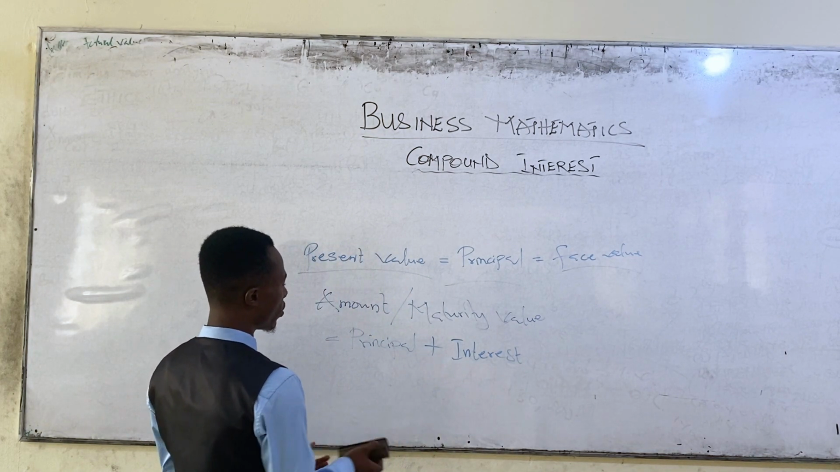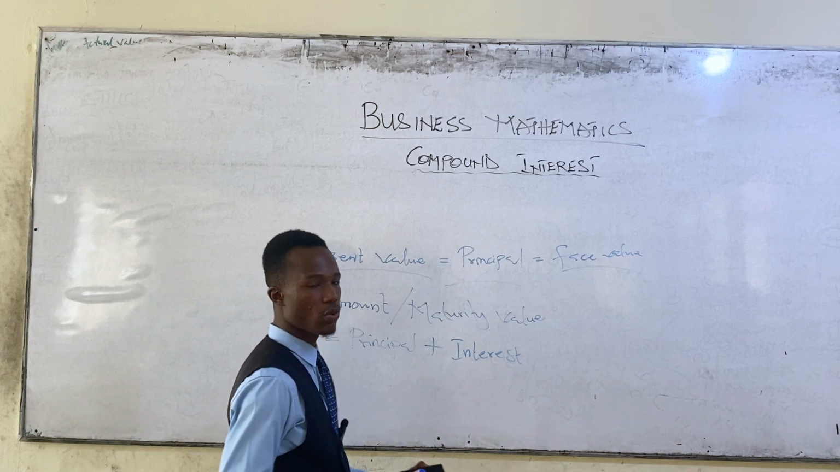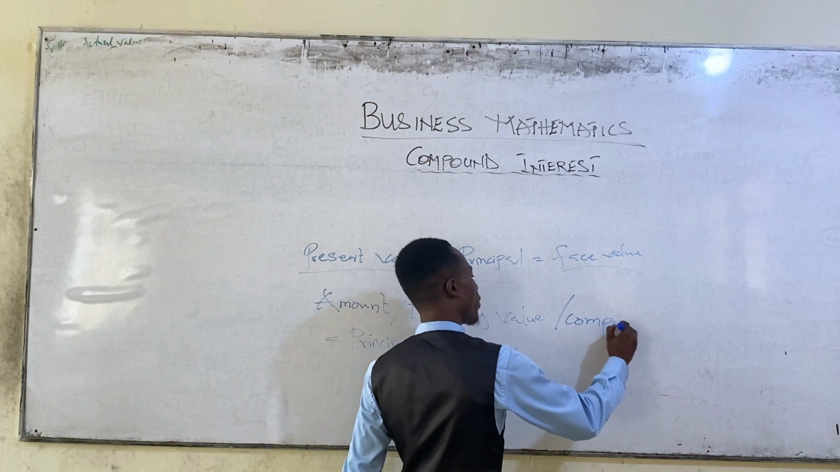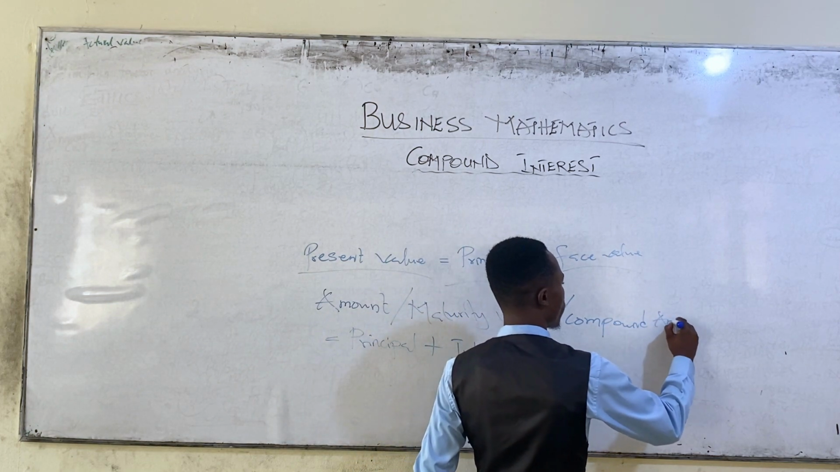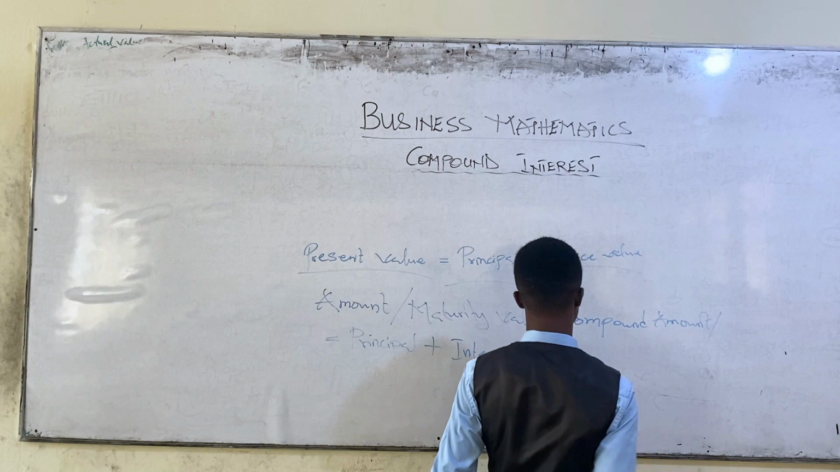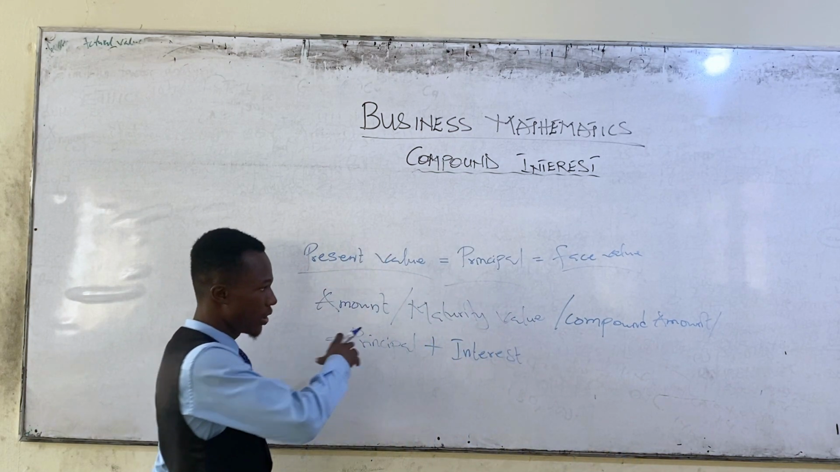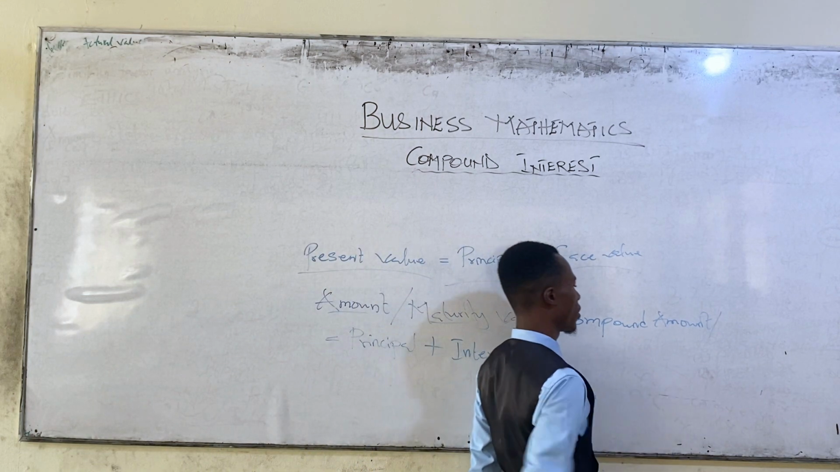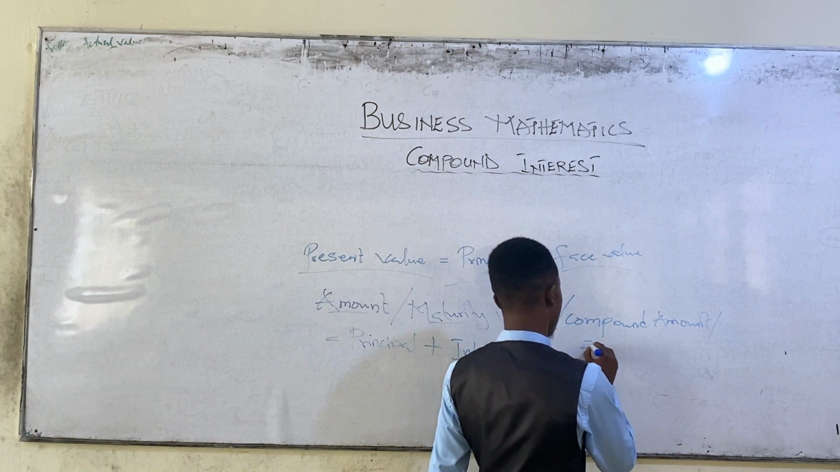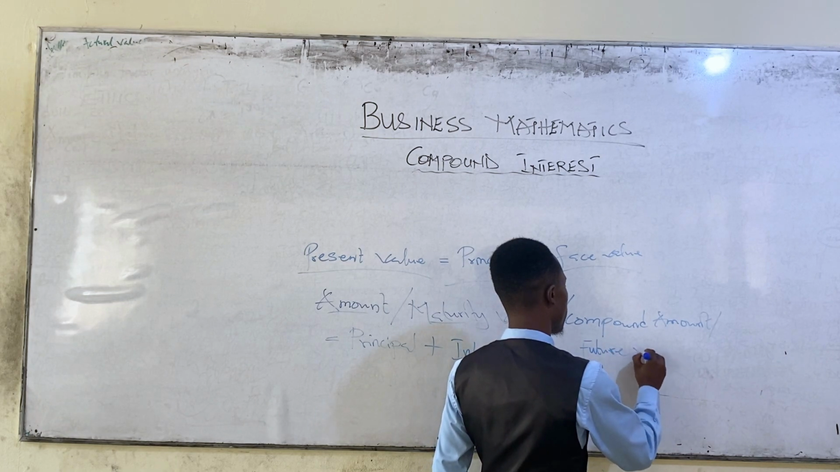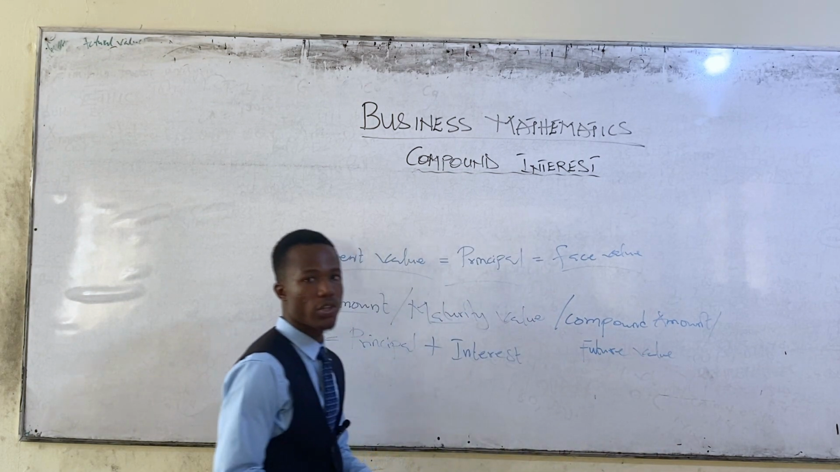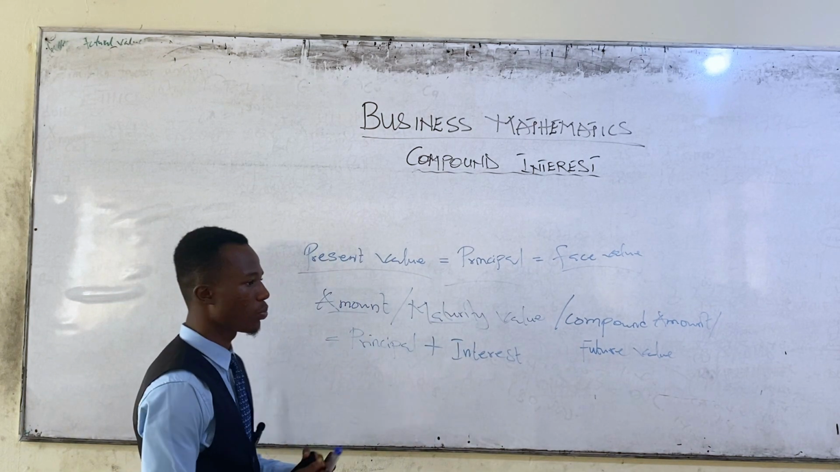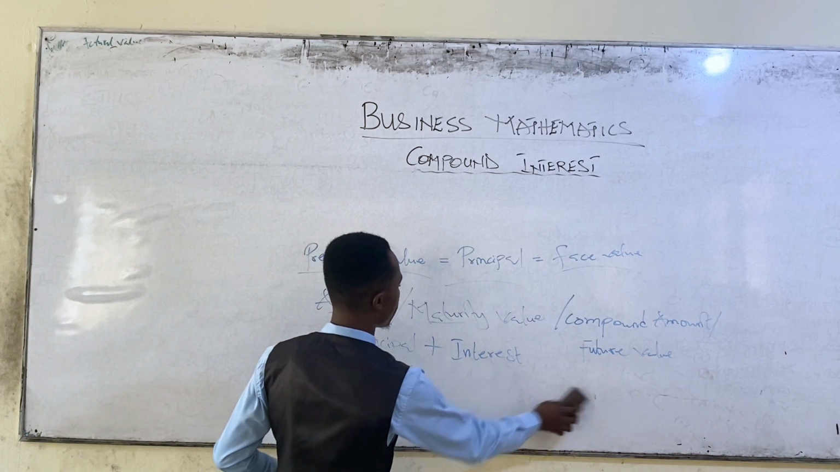Yes, so the compound amount is the same as future value. Be familiar with the term so that in an examination, if you don't see amount and you see maturity value, it's the same thing. If you see compound amount, it's the same thing, or future value. So the present value is the principal, and the future value is the amount you are supposed to pay at the end of the respective year given.